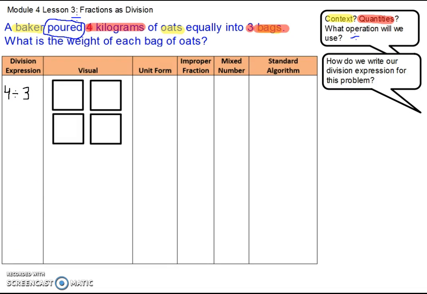Next, we want to move into drawing our visual of our equation. We want to start and think about, we have 4 kilograms, and I'm going to represent those kilograms with these boxes here. And we want to think about this, how many wholes do we have? Because remember, in fractions, you always want to think about how many wholes. And one of these squares we've identified as our whole. And then I just like to draw representations for those 3 bags that we are dividing them into.